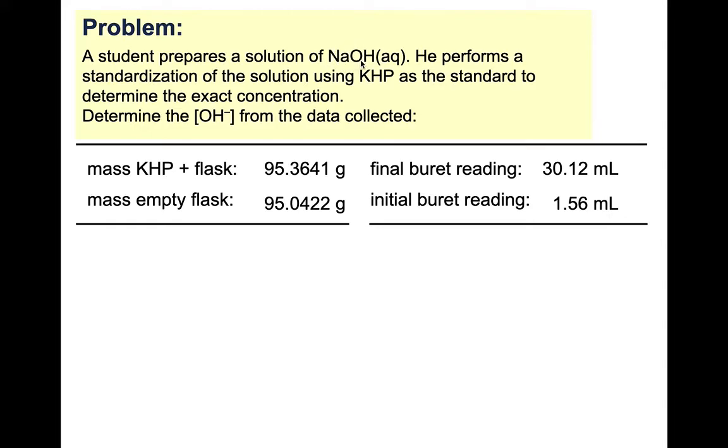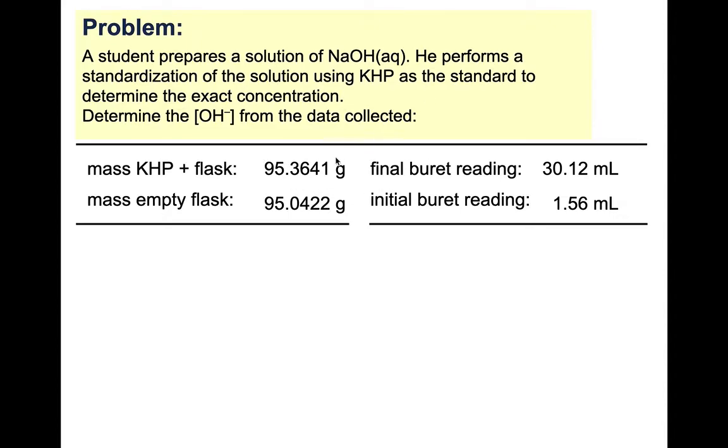This way, we can calculate a very precise volume that was added to the KHP and know exactly how much of this was added before we reach the equivalence point. And knowing that, we'll be able to know how many moles of hydroxide we had in that volume. And we'll walk through this.